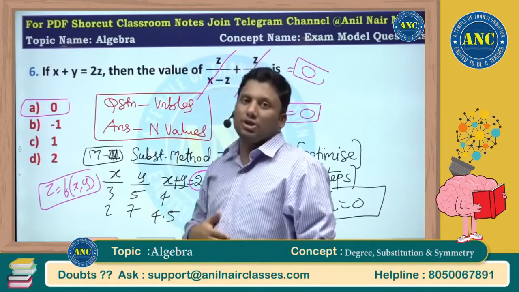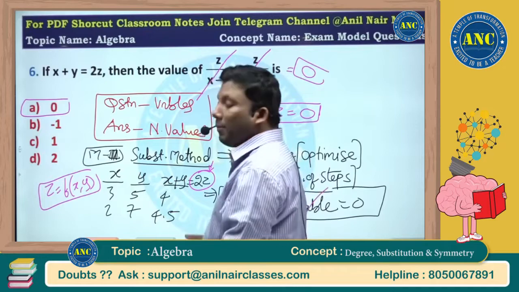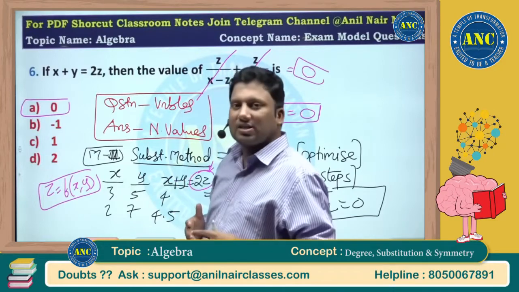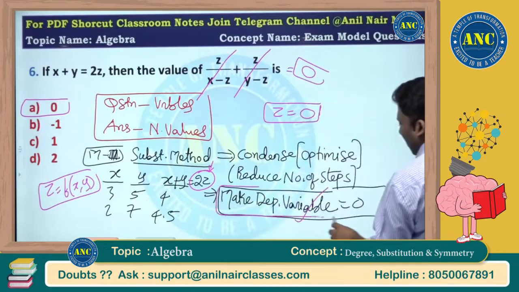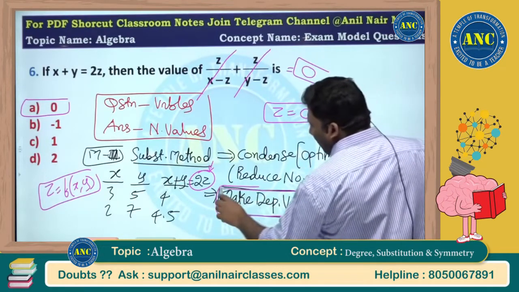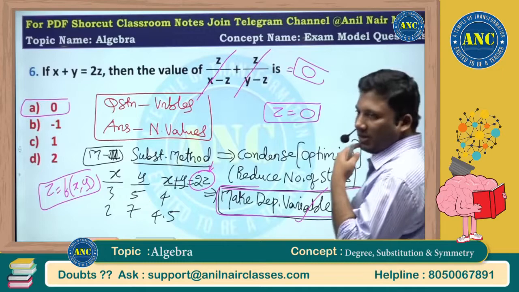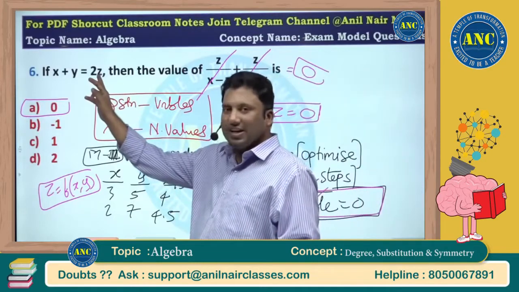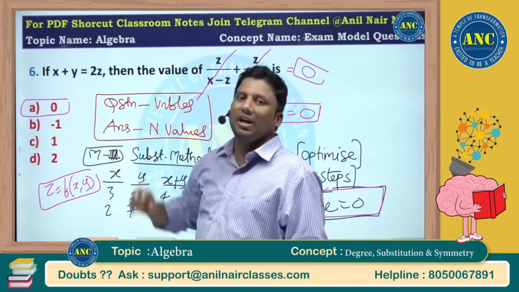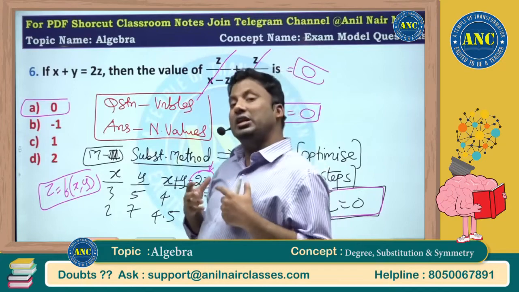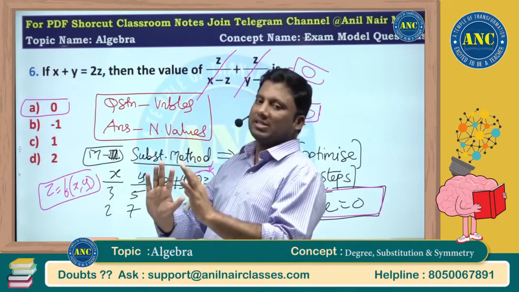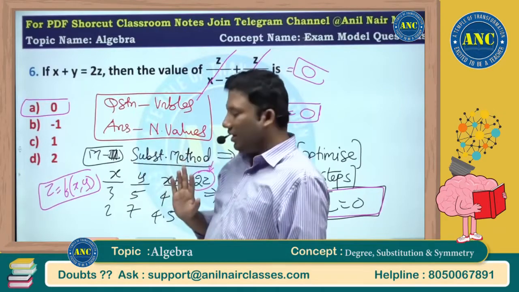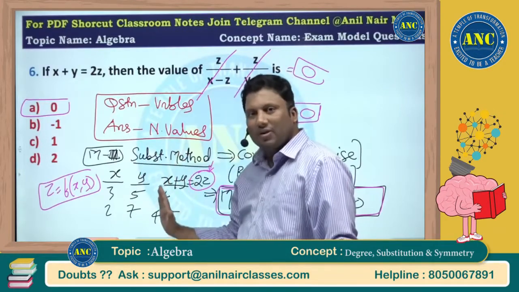Can I use a substitution method? Definitely yes. But are there any better methods than the substitution method? Yes. And that method is to make the dependent variable 0. What is the value of z? Z is dependent on x and y. X and y can take any values, but the z value is dependent on x and y. Make the dependent variable 0 instead of attacking with x and y.